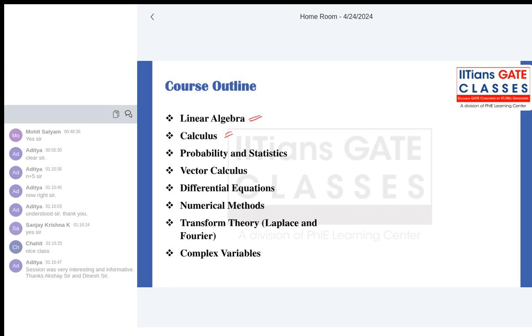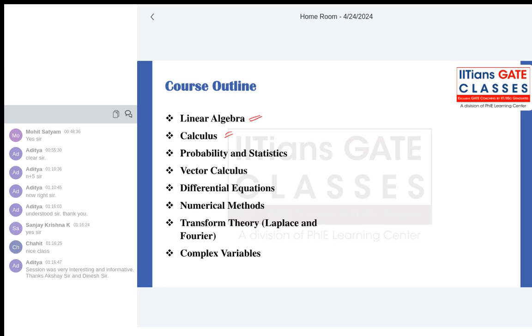Then there is an important topic of integrals. There are multiple integrals also. So basically, integration with respect to one variable and multiple variables. All those things come under your calculus. So that is one of the largest topics that we'll cover.